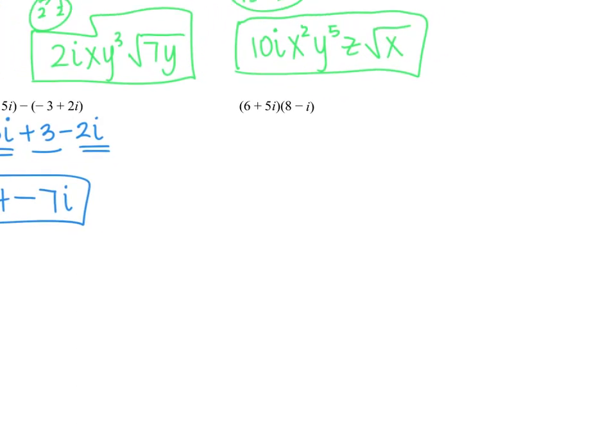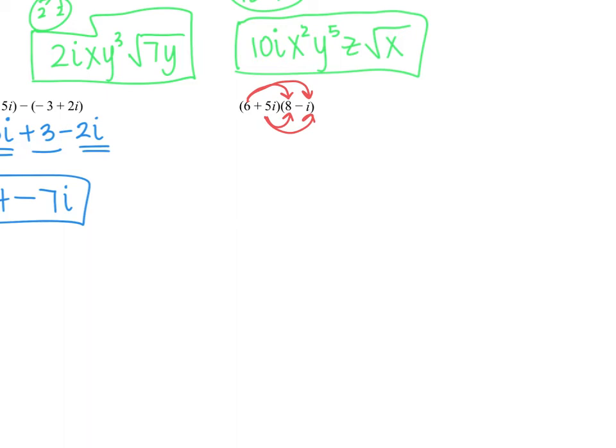Okay. Next, we're going to take a look at multiplication. So similar to when we multiplied polynomials, where we use the distributive property, we're going to do the same thing with complex numbers. Everything in the first set of parentheses is going to multiply to everything in the second set of parentheses. And the most common error with multiplying complex numbers comes from simplifying the i squared term. A lot of people forget to change the sign when they simplify it.